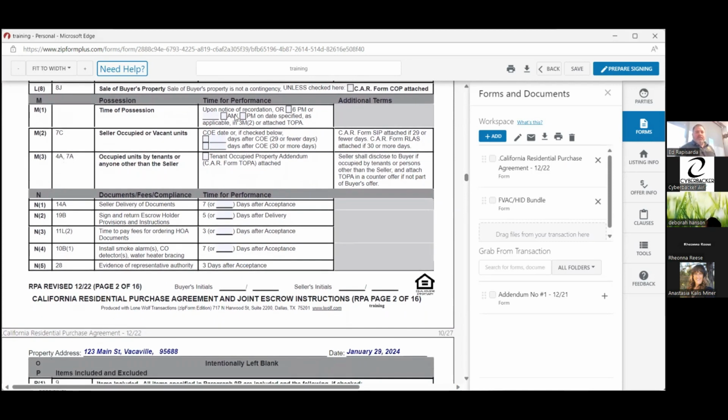Time of possession. So the sale happens at the time it's recorded. When you get notice, that's when the actual title transfers to the new owner. If you do have an occupied property, or I'm sorry, that's the next one. Seller occupied. So if you're going to remain in the property after the close of escrow, there's two different types: seller in possession or a lease after the sale. What's the difference between the two?